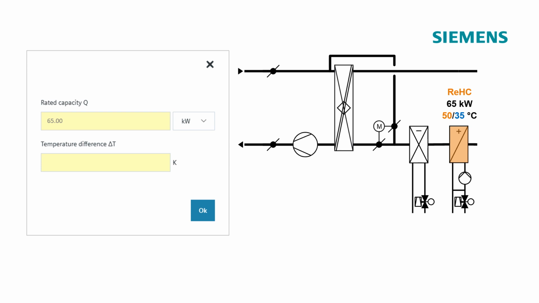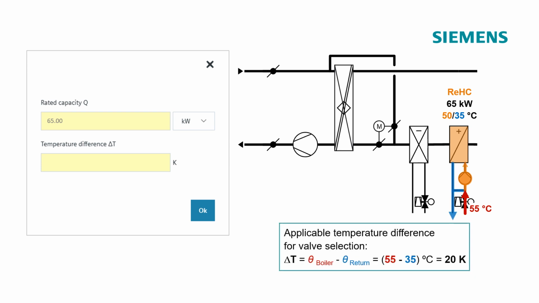Now it needs to be considered which temperature difference is applicable for the valve selection. The reheating coil requires a supply temperature of 50 degrees. The boiler provides a supply temperature of 55 degrees. And the return temperature from the reheating coil is 35 degrees. Therefore the applicable temperature difference for the valve selection is 20 Kelvin. Click OK.